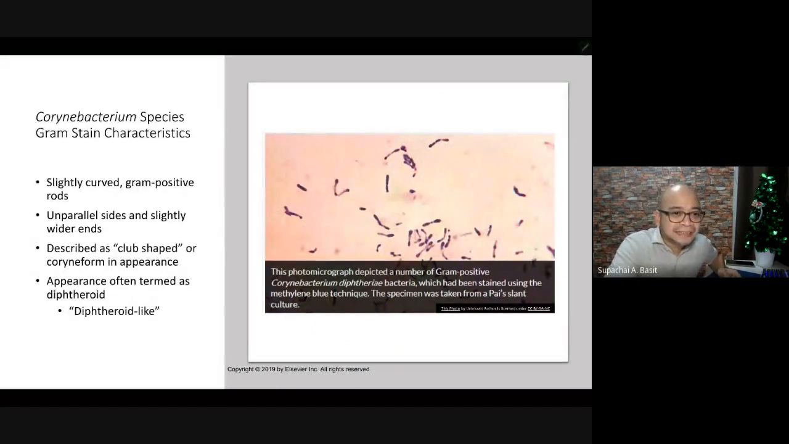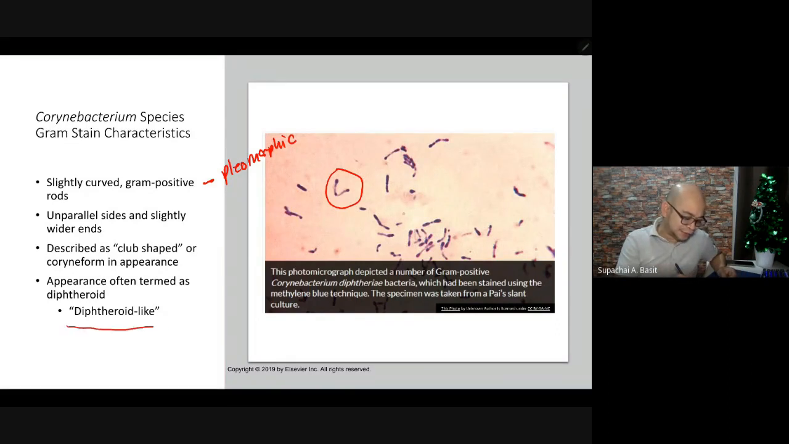So they are slightly curved gram-positive rods. That's the reason why they are pleomorphic. They are unparalleled and have slightly wider ends. So they are described as club shaped. And if the organisms appear like this, we call them diphtheroid-like. So the club shape is this. That is why it is called club shape.